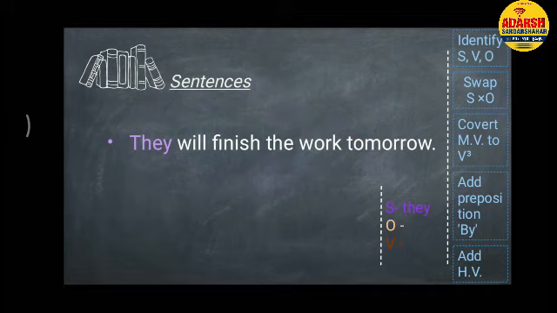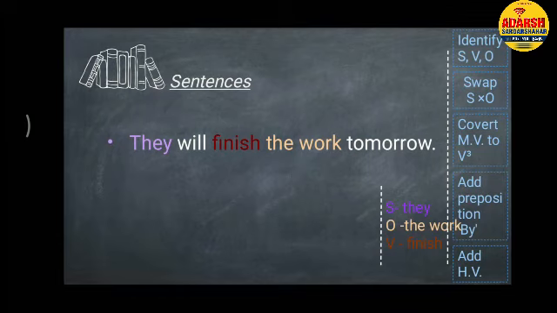Okay, now the object. On what is the action being performed? It is being performed on the work. So the work is an object, while the verb is always the action. So here our action is finish. So finish is a verb. Here we have subject, object and verb. Now I told you verb is action. The action is finish. Who is performing the action? They. So they is a subject. On what is the action performed? The work. So the work is an object.